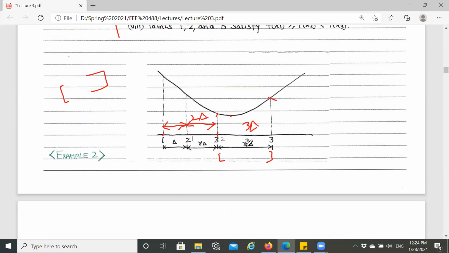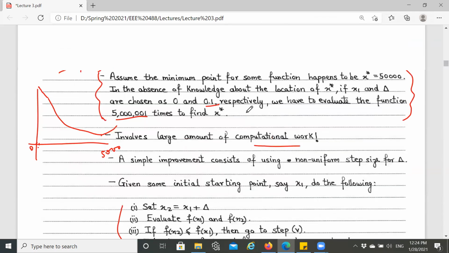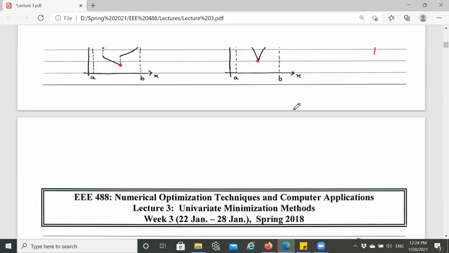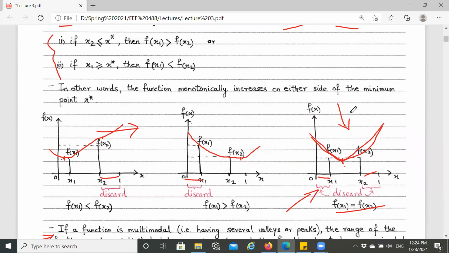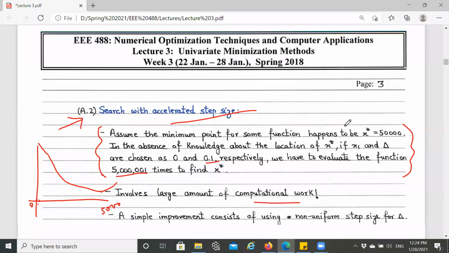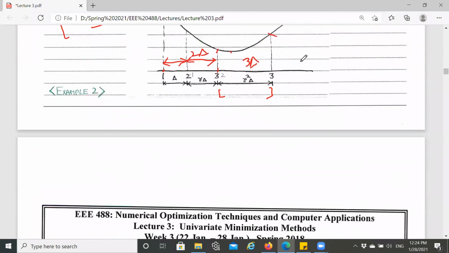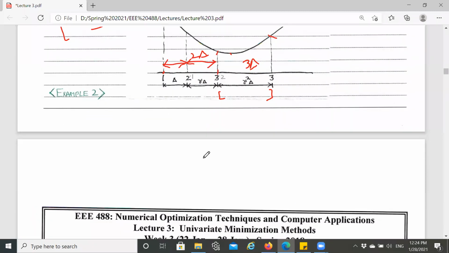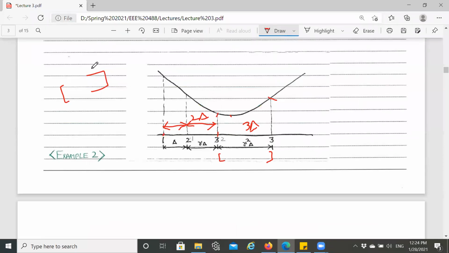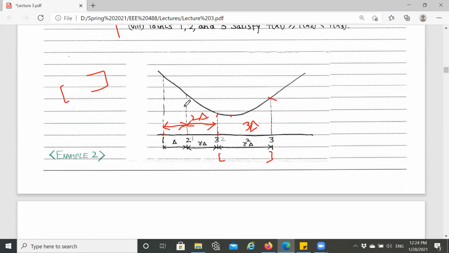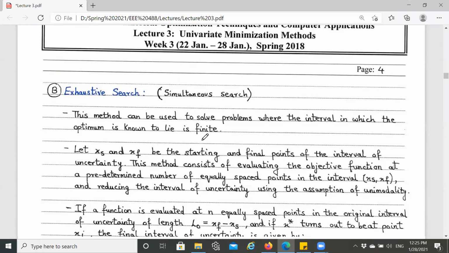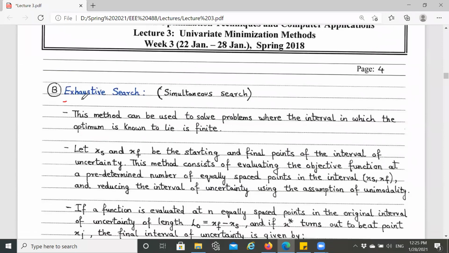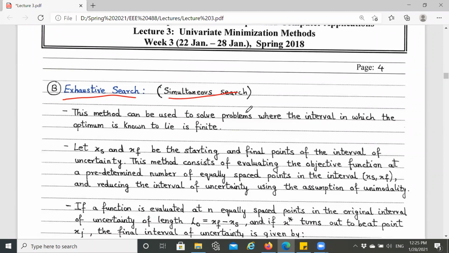So basically, as long as you do not satisfy the third condition, where's the third condition? This condition, you keep increasing the size of your delta. Okay? So this will obviously be an improvement to our fixed step size approach. It will take a smaller number of iterations to find this given interval. So if that is clear, now let's move to the next search approach, which is known as exhaustive search or simultaneous search.